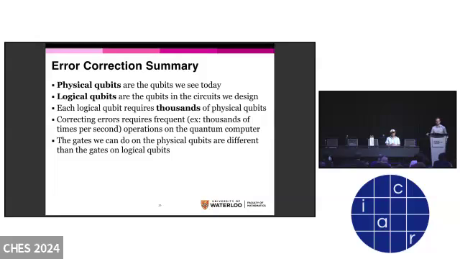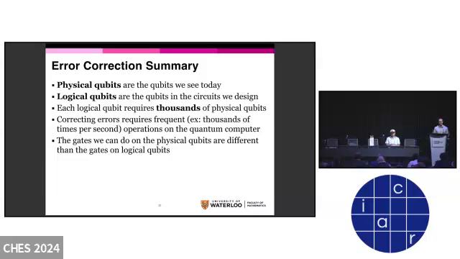So my summary of error correction, again, the big takeaway I'll repeat: the physical qubits, that's what we see today. And the logical qubits are the things that we need to make real circuits, the translation is about 1,000 to 1. Every logical qubit will need about 1,000 physical qubits with the surface code. It's expensive to maintain them.